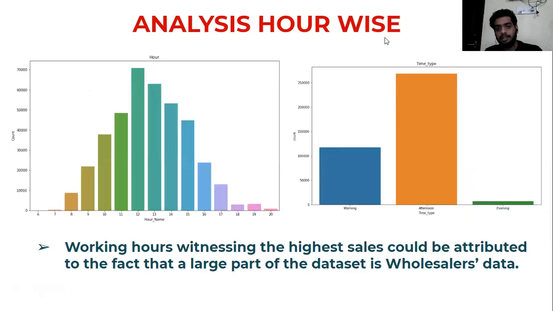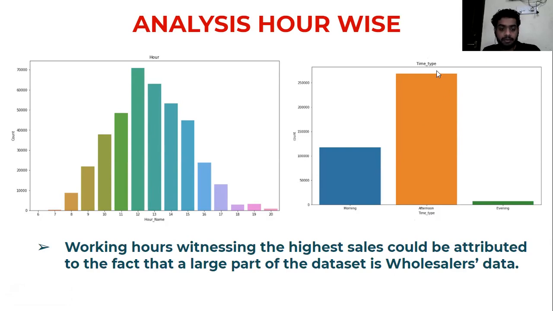Next is the analysis of average. It is also basically the same. Here on the left side it shows the sales according to the particular hour, and next we convert it to the morning, afternoon and evening time. So here you can clearly say that the largest sales are occurring in the afternoon time.